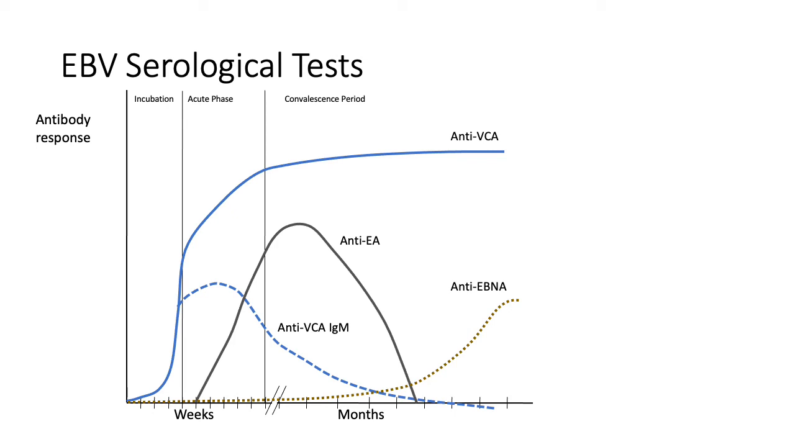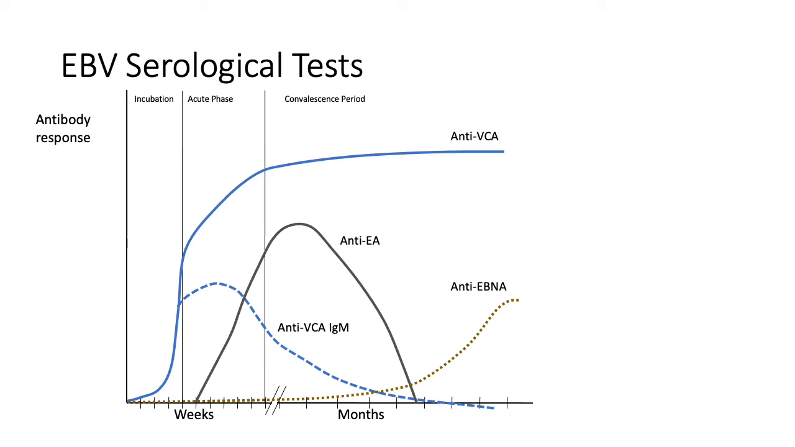Anti-VCA IgM antibodies are detectable early in infection, but with low concentrations and may disappear within 2 to 4 months. Anti-VCA IgG is detected within 4 to 7 days after the first signs and symptoms of infectious mononucleosis and may remain for life. Anti-EA and anti-EBNA appear later but may have several limitations.